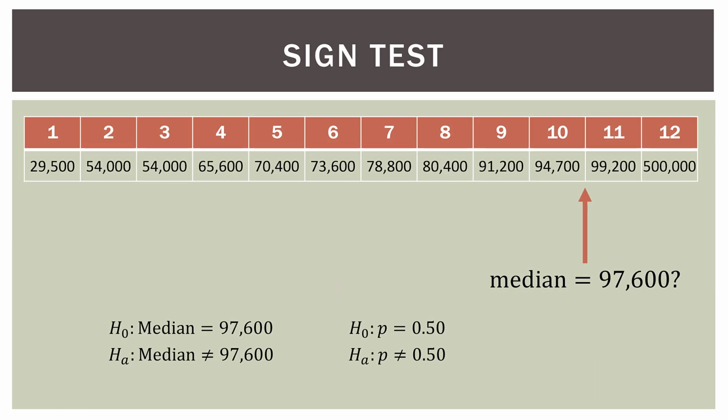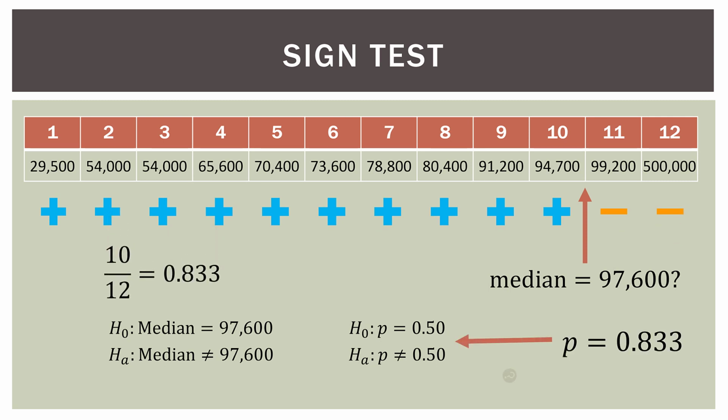So what about a median of $97,600? That is between the 10th and 11th observation. So we put plus signs on every observation below and minus signs on everything above. So now we have 10 out of 12, which is 0.833, and our hypothesized median is 0.50. So is 0.833 similar to 0.50? It doesn't really look like it, but we'll go ahead and do the test and find out.